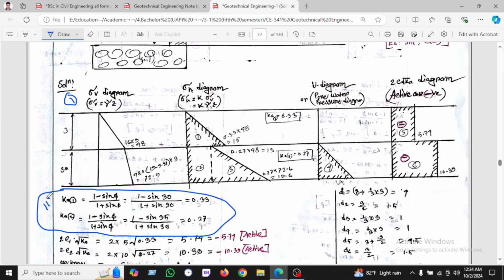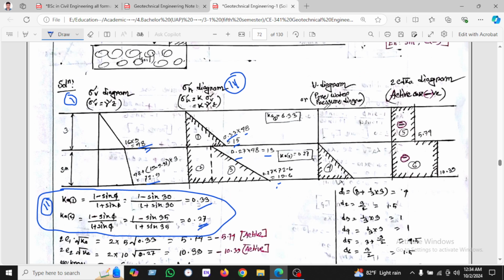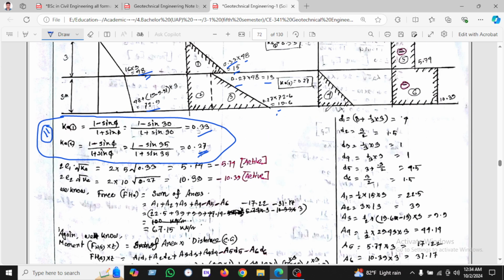Here is the second, and then third we will draw the horizontal diagram, which will be K into vertical. K is 0.33 and vertical 0.44. 0.33 and 0.44 will be 15. And we have seen the second angle, and the coefficient of active case 0.27 and 0.47 will be 13. And at the third point we found 0.27 into 70.9. And then we will calculate the pore water pressure also here. The pore water pressure is indicated here in the second layer also.